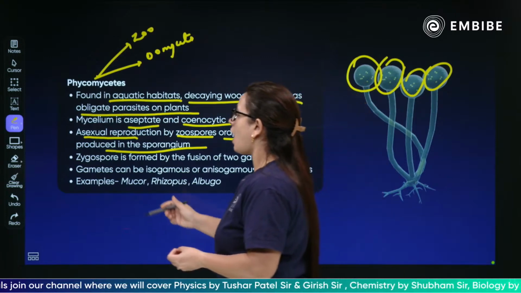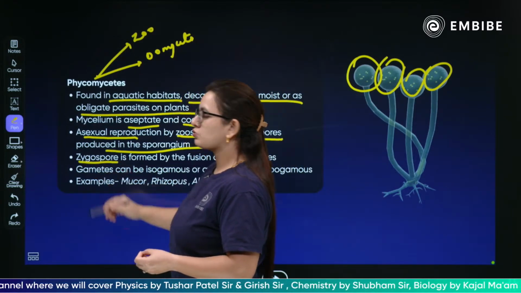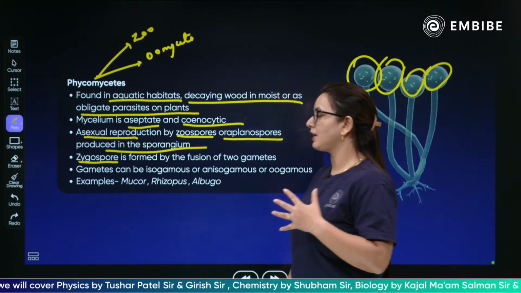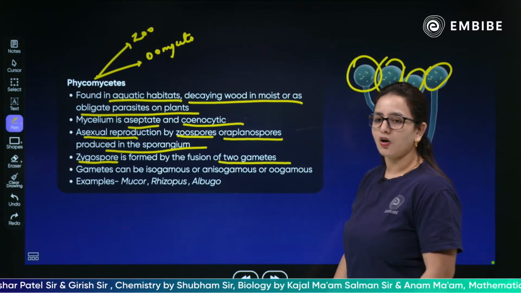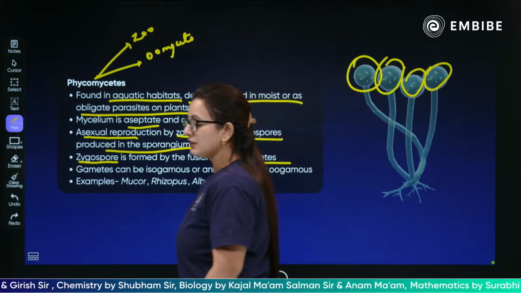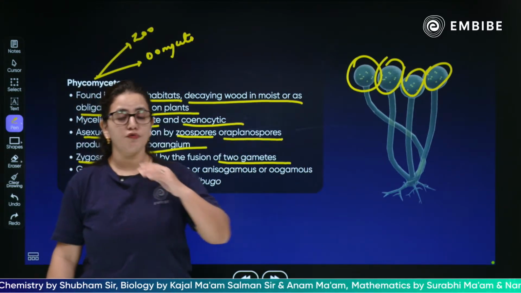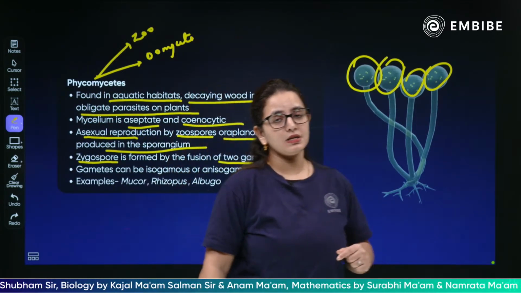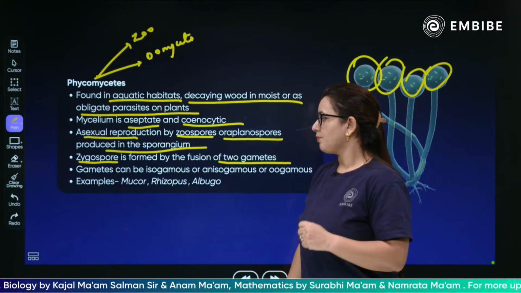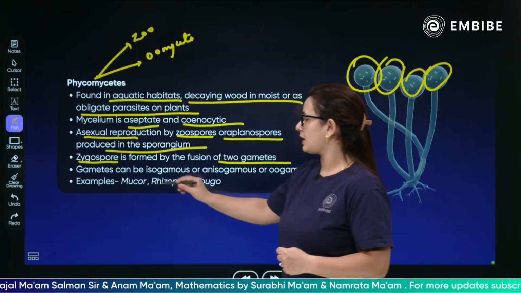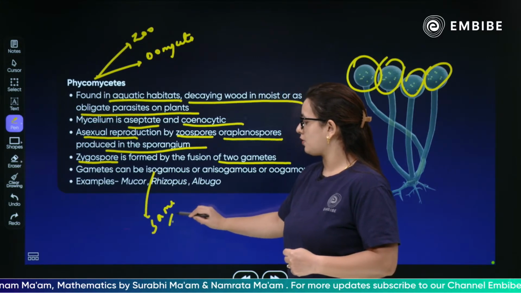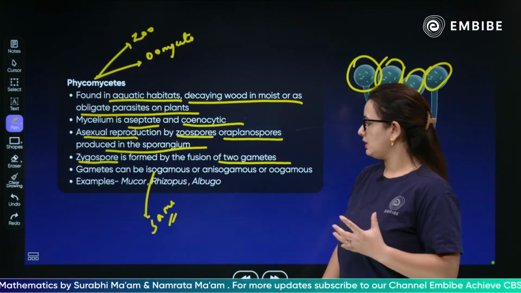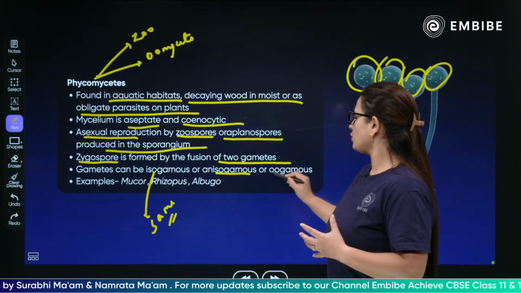So children, how is the zygospore formed? They also show sexual reproduction, in which the zygospore is formed by the fusion of two gametes. What gametes? Gametes are isogamous. Isogamous means they have the same structure. Iso means same morphology, same structure, and anisogamous or oogamous.